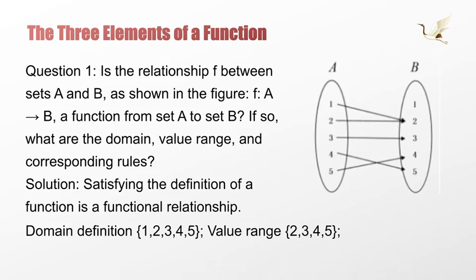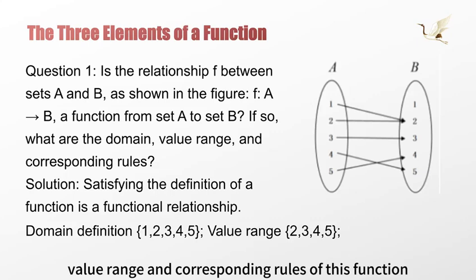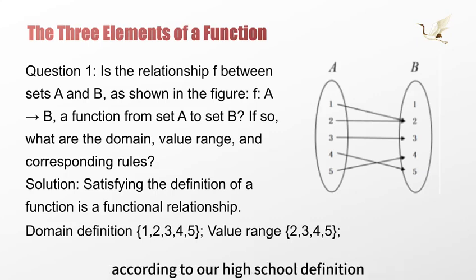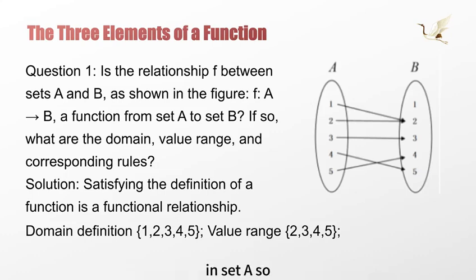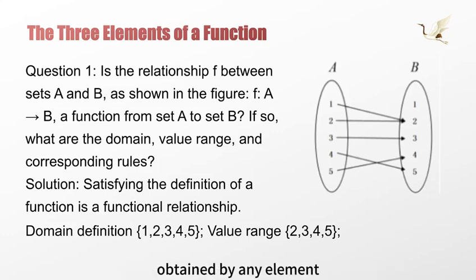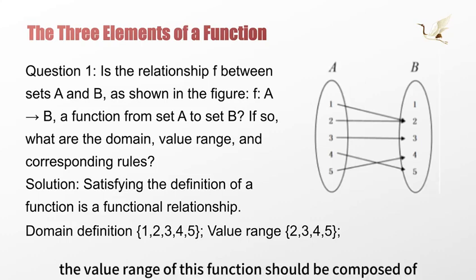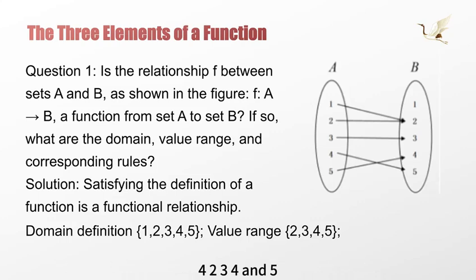Since it constitutes a functional relationship, what are the domain, range, and corresponding rule of this function? According to our high school definition, the domain of a function is composed of all elements in set A. So the domain should be the set consisting of 5 numbers, 1, 2, 3, 4, and 5. And the range should be the values obtained by any element in set A according to the corresponding rule. So the range of this function should be composed of 4 numbers, 2, 3, 4, and 5. Since it constitutes a function, we have also found the domain and range of the function.